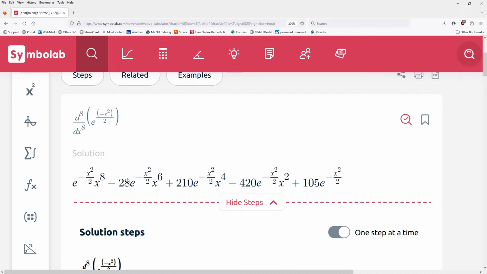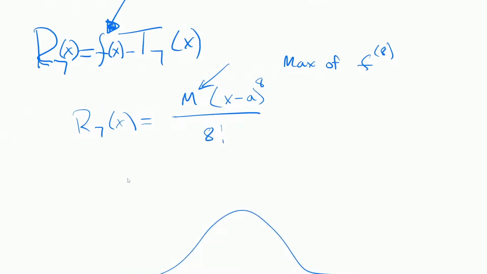So let's see, we've got 105, 420, 210, so we're up to about 735, and then you got 28 and 1 there. If you add it all up, we're less than 1,000. That's what I'm trying to get at here, is that the very worst case scenario, the biggest that could be, is less than 1,000. So let's go back to my little estimate here. My estimate isn't going to be perfect, but I'm going to just say that it's going to be less than 1,000.